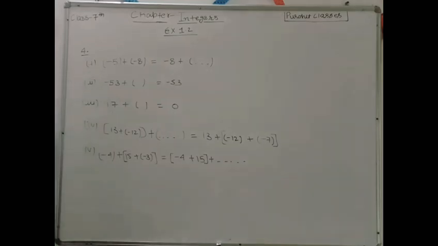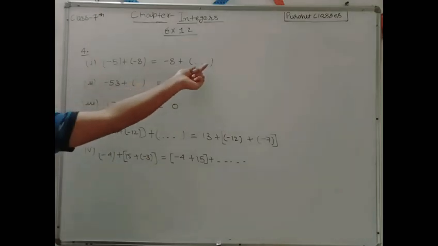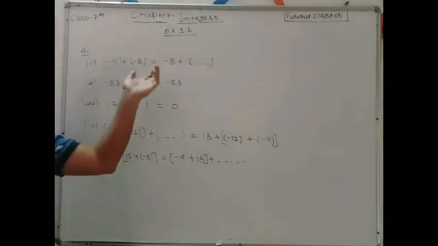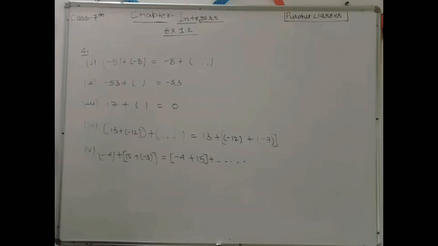Okay, now let's see question number 4, that is, fill in the blanks to make the following statement true. First is minus 5 plus minus 8 equals to minus 8 plus something, and we have to find out what we have to write here so that this statement will be true. Now recall my previous video in which I told you about the properties of integers. That was closure, commutative, associative, additive inverse and additive identity. Understood? So these all are based on that concept. So let's see.